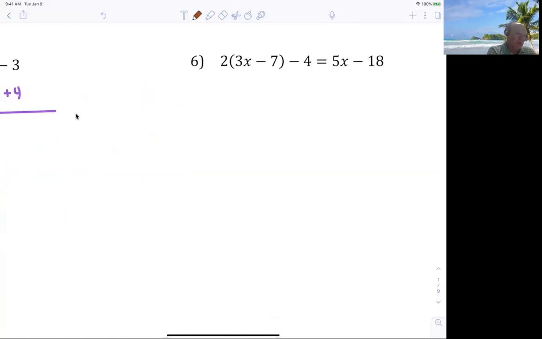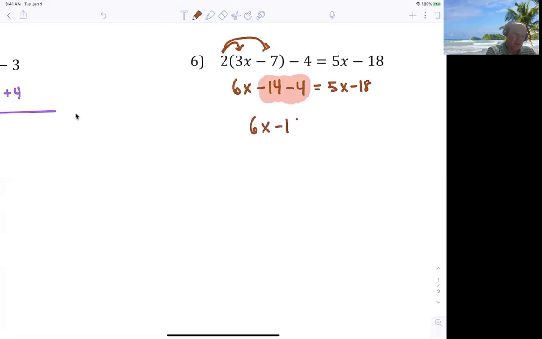Okay. Again, we're going to distribute 2 times 3x, 6x. 2 times -7, -14, minus 4 equals 5x minus 18. All right, now we have to group things together. So what we're going to do is we're going to group the -14 minus 4. -14 minus 4 is -18. So I have 6x minus 18 equals 5x minus 18.